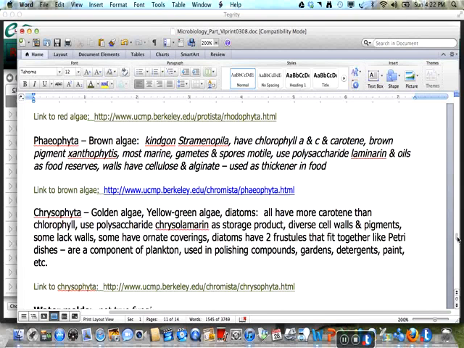The chrysophyta include the golden algae, yellow-green algae, and diatoms. All have carotene in greater abundance than chlorophyll and use the polysaccharide chrysolaminarin as a storage product. They have diverse cell walls and pigments, and some will lack cell walls. Others have ornate coverings. The diatoms have two frustules that fit together like petri dishes and are a component of plankton. They are usually used in polishing compounds, gardens, and detergents and paint. So you can buy diatomaceous earth that has greater amounts of diatoms in it.